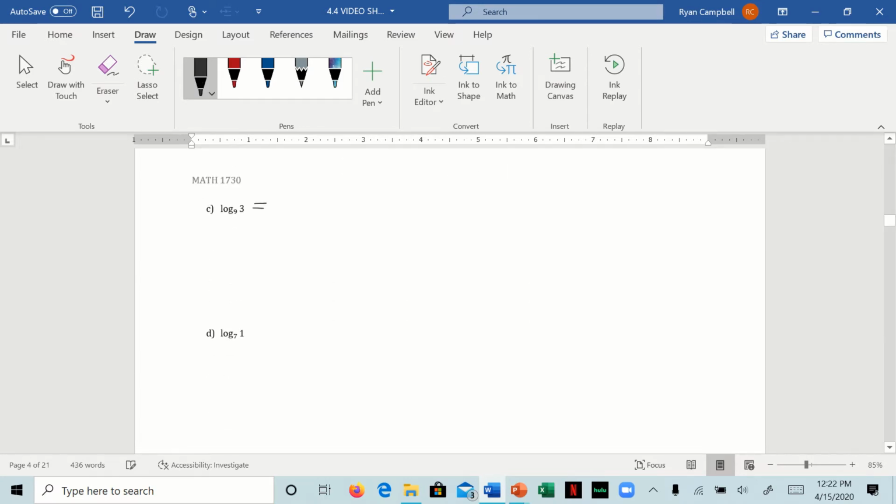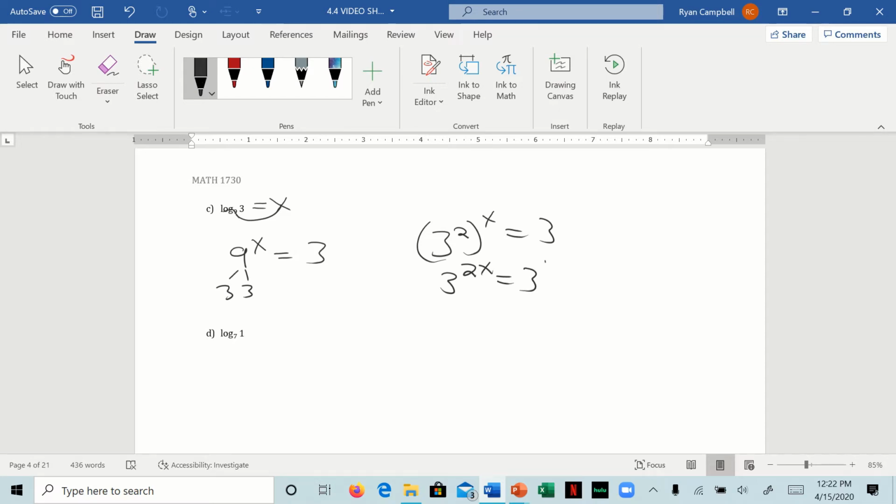All right, let's do this one. So that means 9 raised to what power is 3? So 9, of course, is 3 squared. So we can rewrite that as 3 squared to the x equals 3. So multiplying the powers, 3 to the 2x equals 3. So what power is 3 being raised to? Remember, it's the first power. So that means 2x equals 1. So x is 1/2.